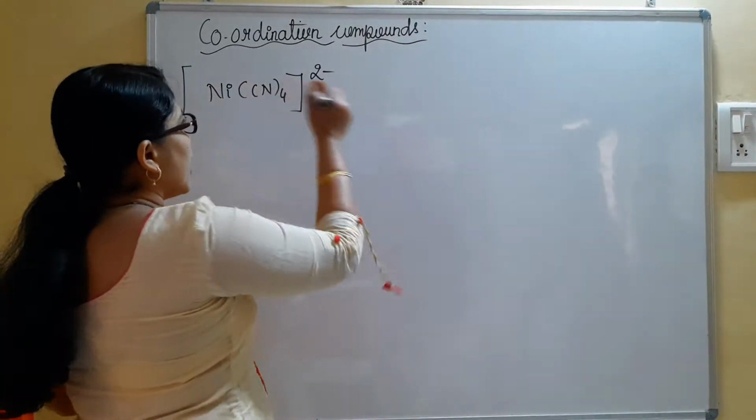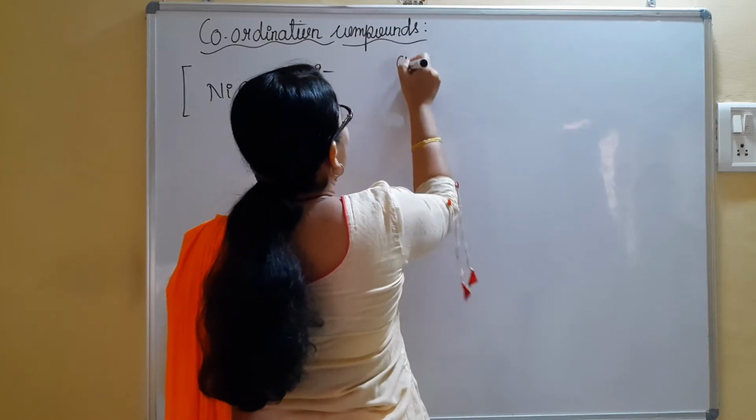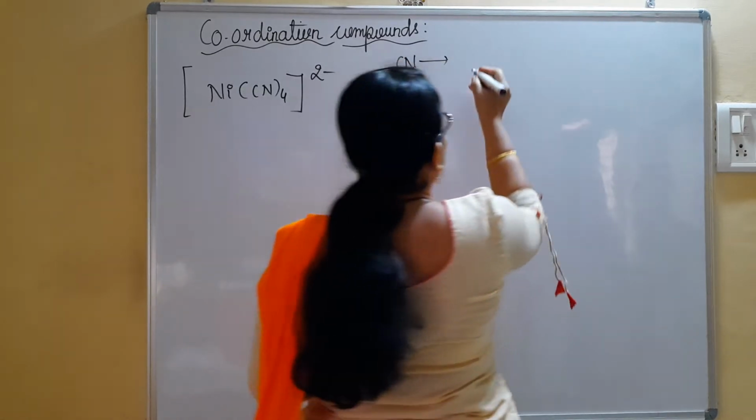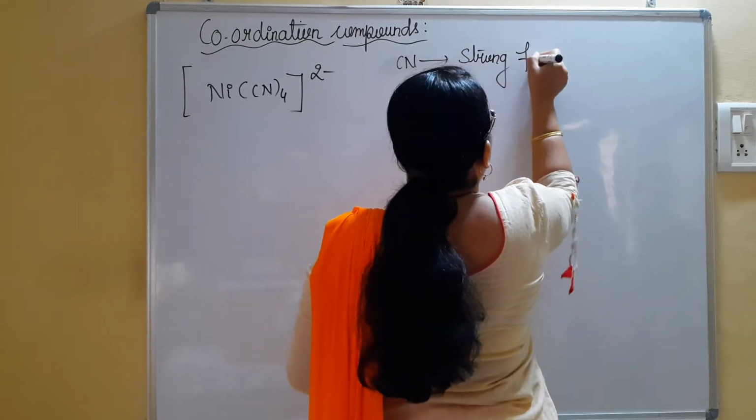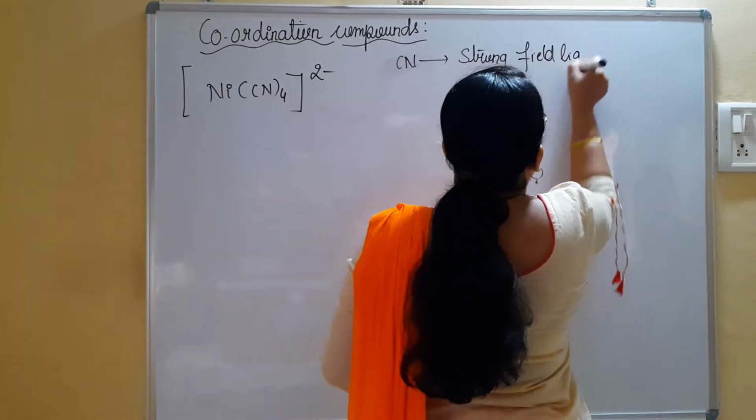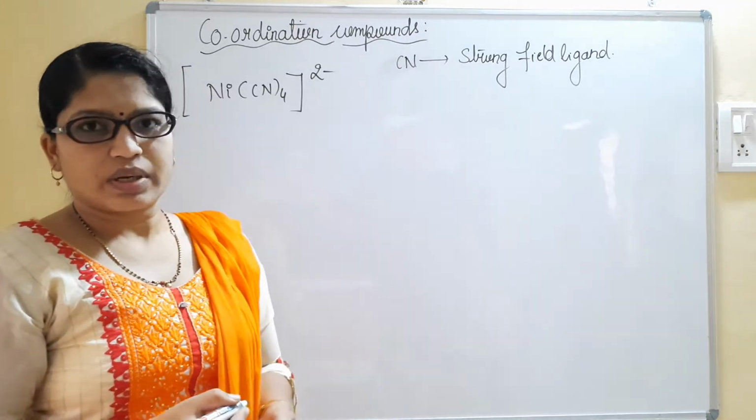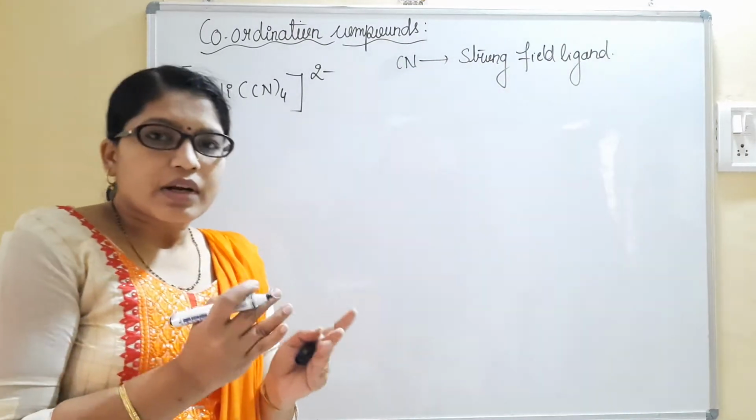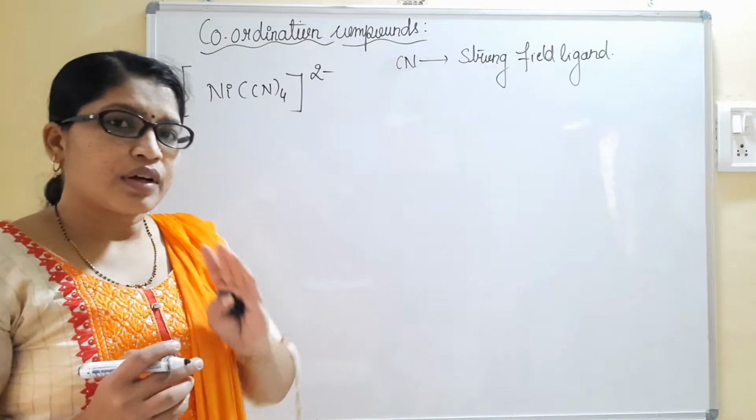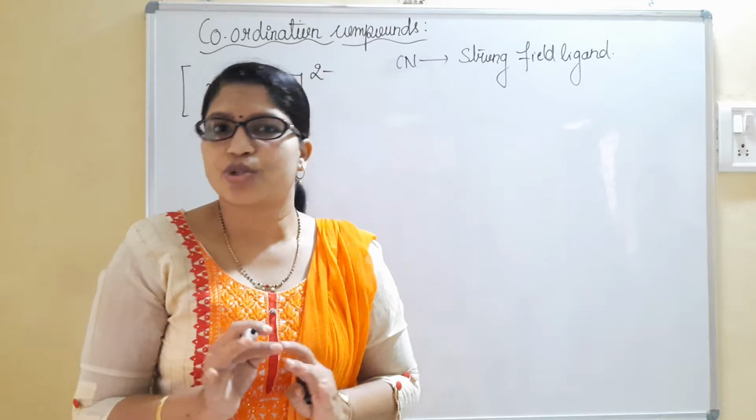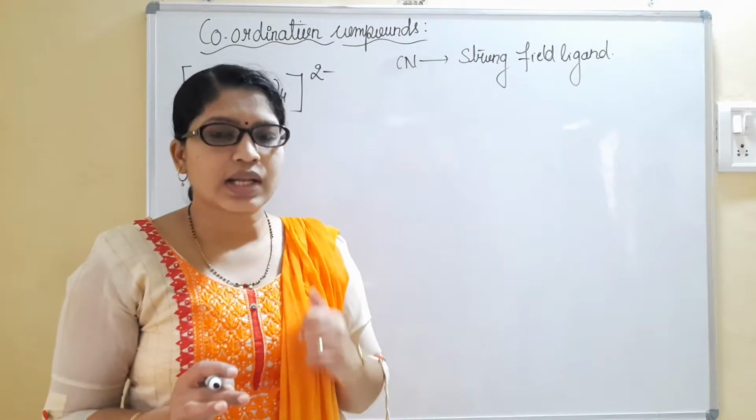In this case, I have CN. This is said to be a strong field ligand. Cyanide group is a strong field ligand. Once the strong field ligand approaches the transition metal, the electrons are going to be paired up in the d orbitals. If a weak field ligand is approaching, electrons do not pair up. That is the main difference we need to know with respect to these ligands.